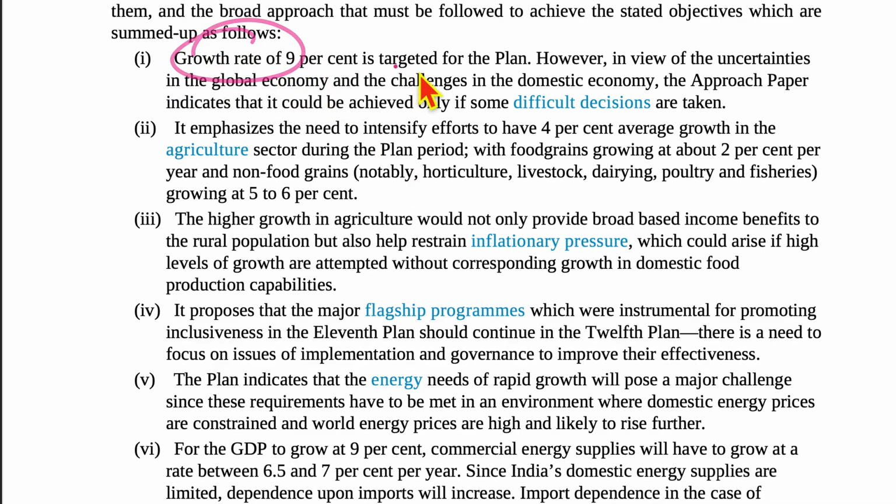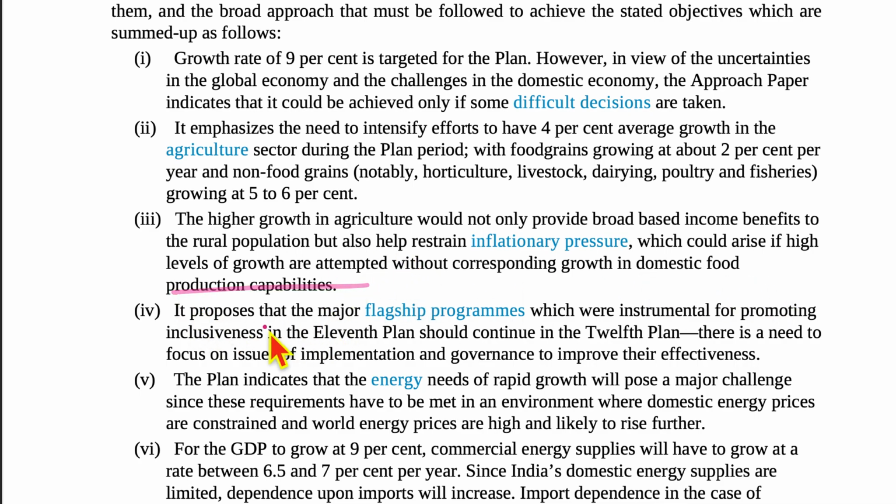Now, the growth target of 9% is the target for the plan. However, in view of uncertainties in the global economy and challenges in the domestic economy, the approach paper indicated that it could be achieved only if difficult decisions are taken. It emphasizes the need to intensify effort to have 4% average growth in the agriculture sector during the plan period, with food grains growing at about 2% per year, and non-food grains, notably horticulture, livestock, dairy, poultry, fisheries, growing at 5 to 6%. The higher growth in agriculture would not only provide broad-based income benefits to the rural population but also help restrain inflationary pressure, which could arise if high levels of growth are attempted without corresponding growth in domestic food production capability.